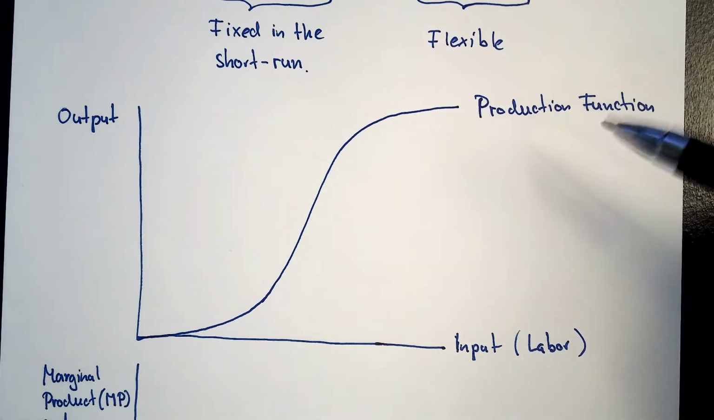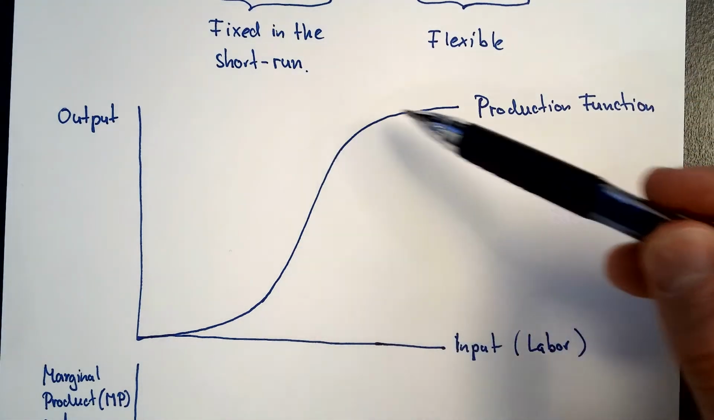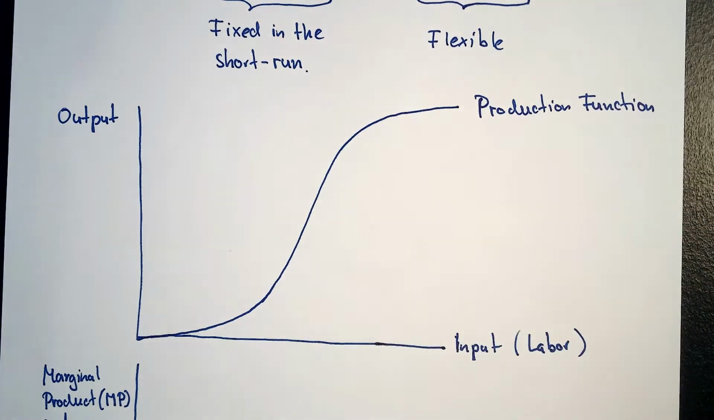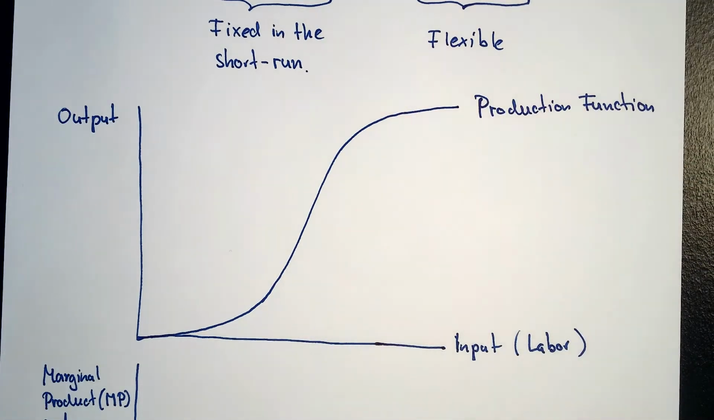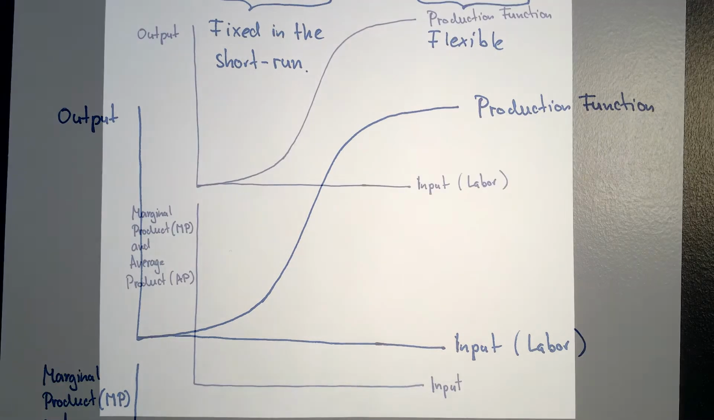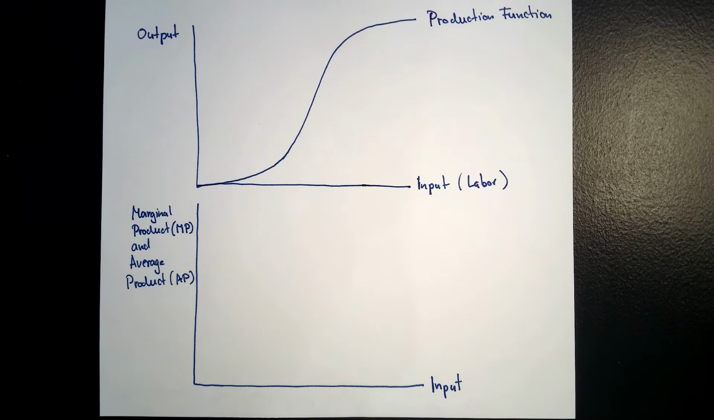Okay, and we will see that we are going to use this particular shape to explain the concept of marginal product and average product. This shape actually makes what I'm about to present easier. Now, let us introduce two concepts that are called marginal product and average product.